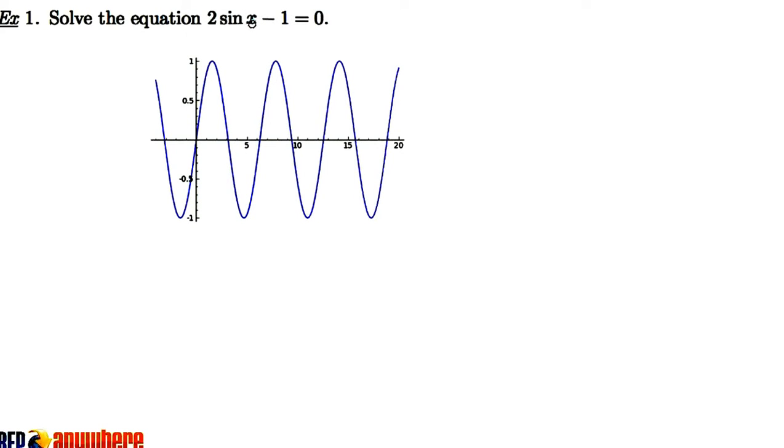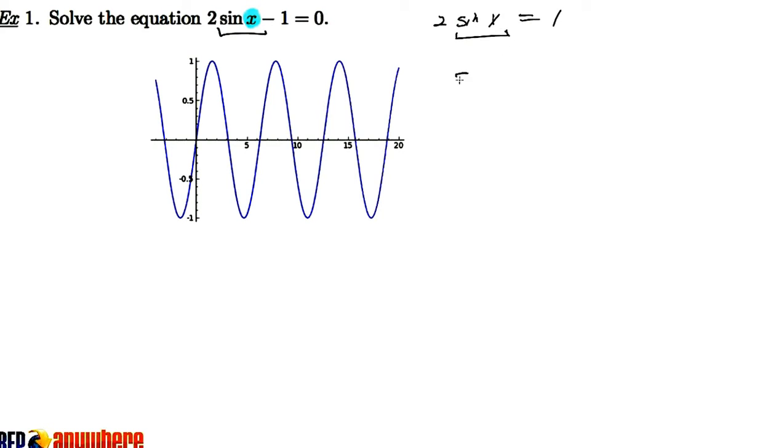Okay, solve the equation 2 sine of x minus 1 is equal to 0. So we are ultimately looking for what value of x will make the left side equal to 0. Now let me isolate the sine of x first.